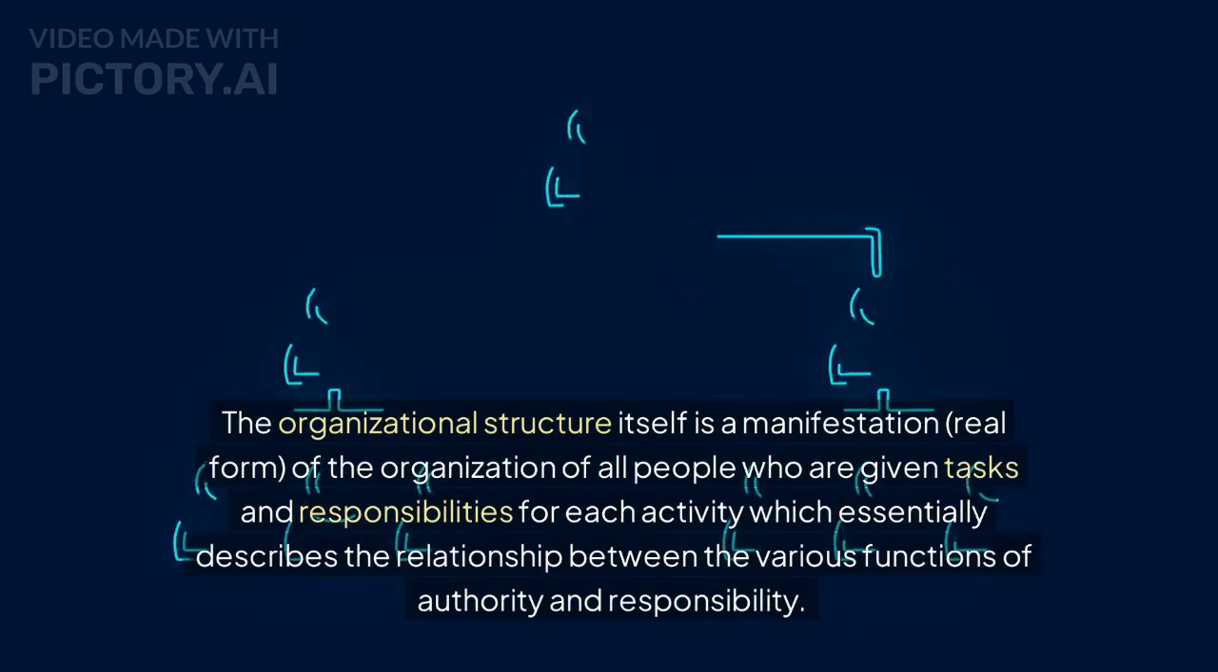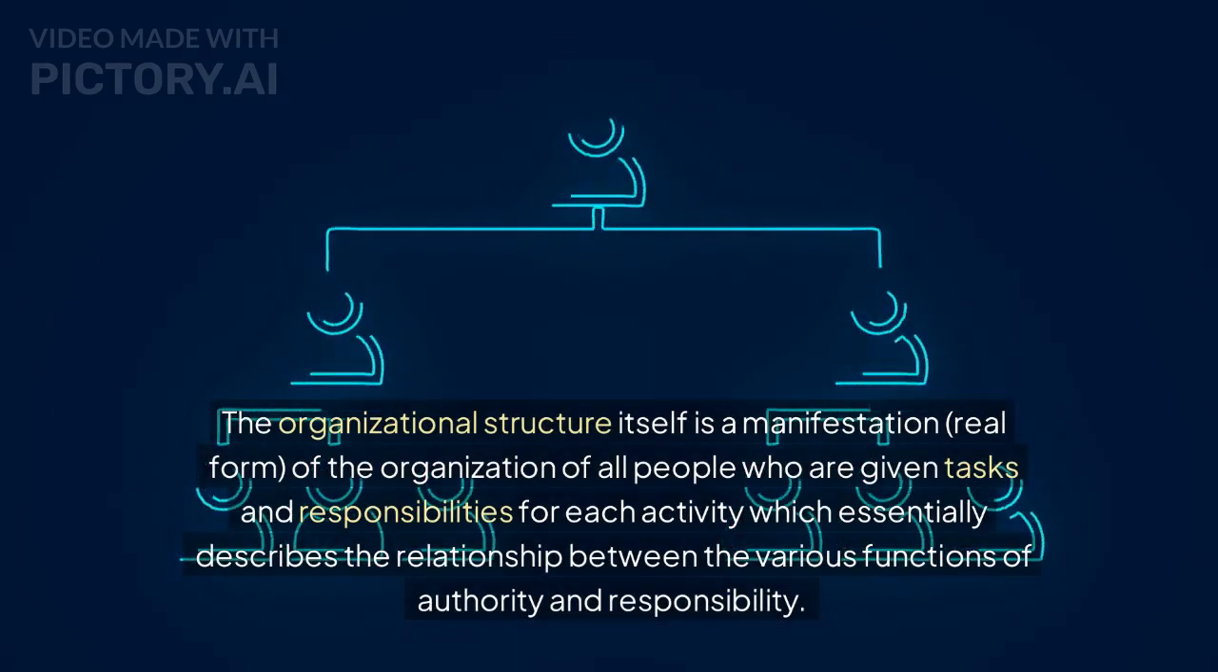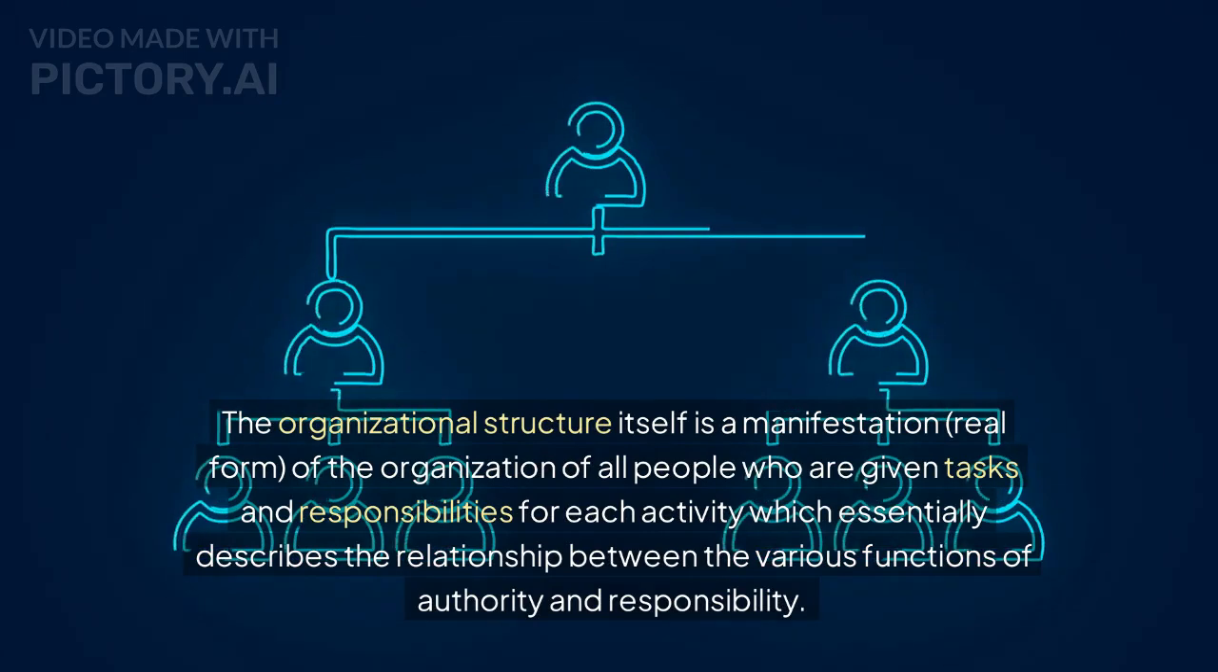The organizational structure itself is a manifestation, a real form, of the organization of all people who are given tasks and responsibilities for each activity, which essentially describes the relationship between the various functions of authority and responsibility.